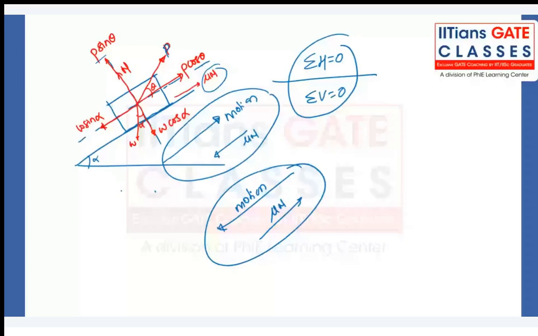Let me see if we have any other theory part to explain. Yes, we have one more topic, which we studied yesterday, about ladders. Now I'll bring friction into it. Can I move towards the next slide? Okay. Let's take the situation.